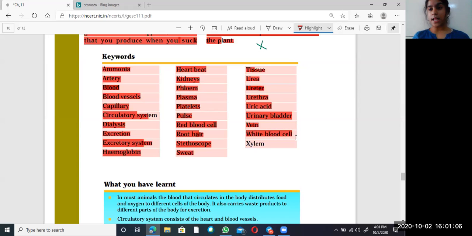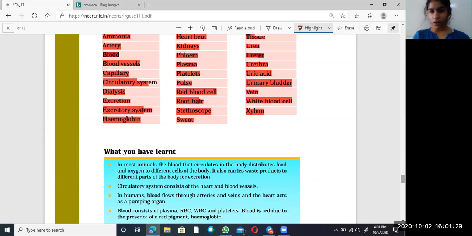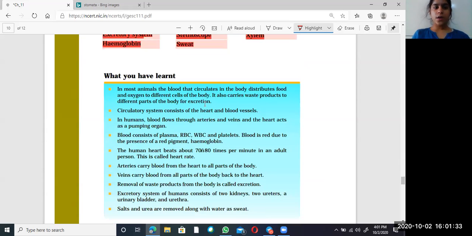WBCs, white blood cells, they are the soldiers of our body. They help our body. They prevent our body from getting any disease. Xylem, it's that vascular tissue which helps in the transportation of water and minerals in plants. Yeah, you know, with these key terms, your chapter ka revision is very easy. Yeah, so now let's revise what we have learned.